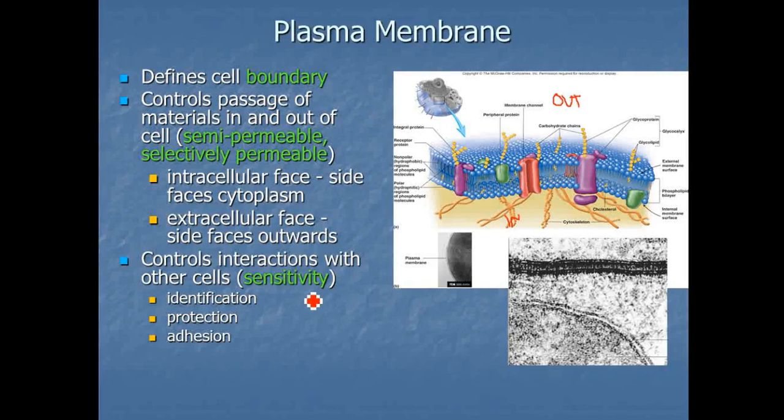The third major function of the plasma membrane is that it controls interactions with other cells. We call that sensitivity. It enables the cell to know what's going on around it. That includes things like identification, identifying themselves or identifying other cells, protection, knowing when to attack something if it is self or foreign, and also adhesion. It's how cells stick together.